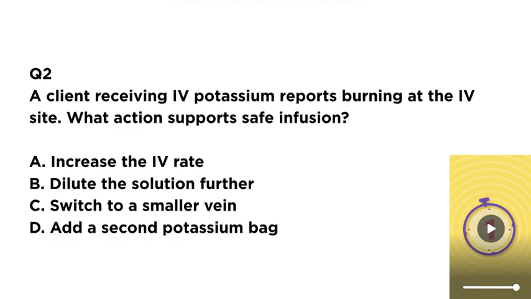Dilution decreases irritation and is an expected approach with potassium administration. A is incorrect because increasing the rate worsens vein irritation. C is incorrect because moving to a smaller vein increases discomfort. And D is also incorrect because adding more potassium raises the risk of hyperkalemia, plus you need an order for that.